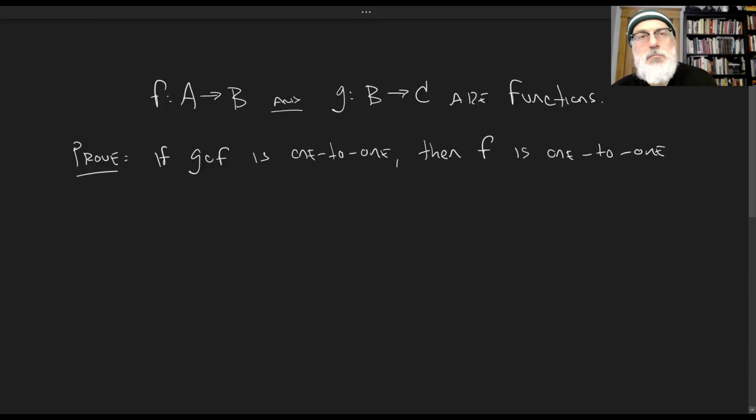Hello. Today we're going to try and prove another fact about functions. One is that if the composition G and F is 1-to-1, then F is 1-to-1. 1-to-1 and injective are interchangeable terminology. So before we start, let's look at what the definition of injective means.